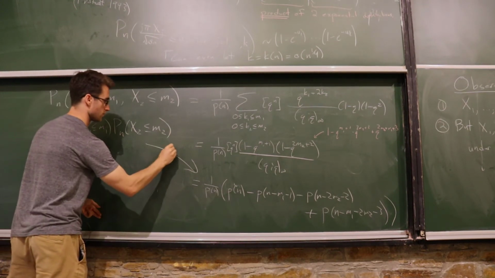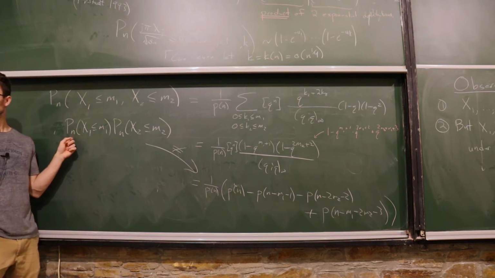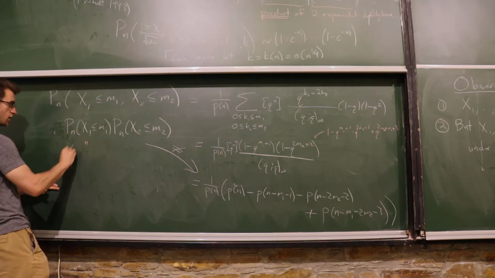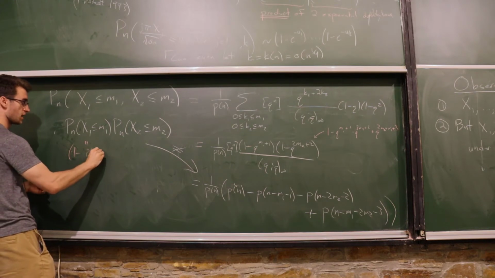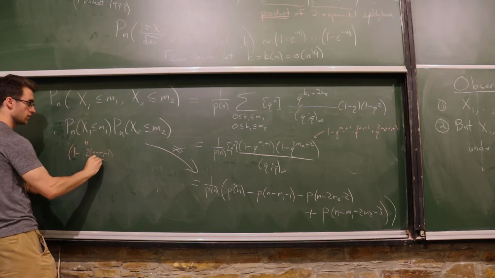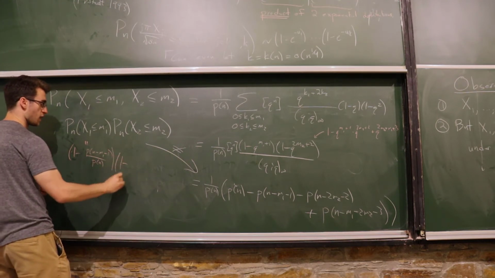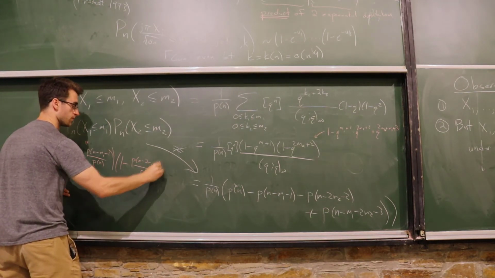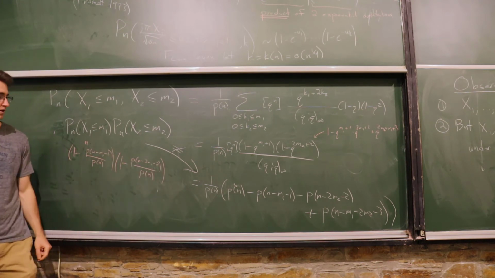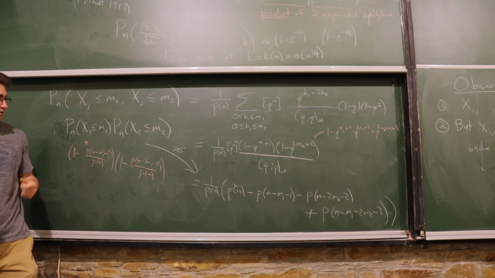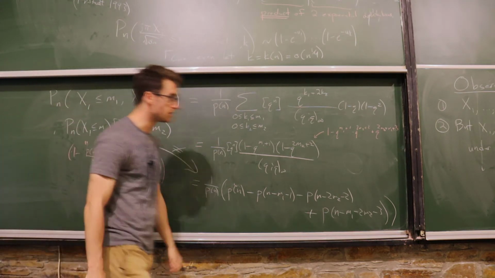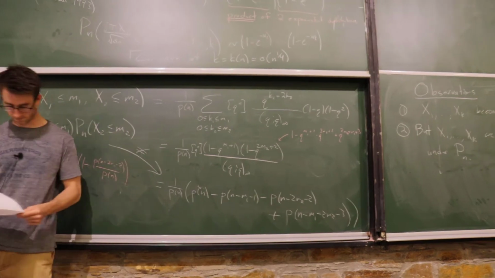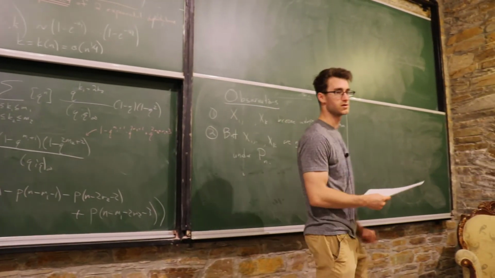If you take this times this, I forget what this was exactly. This was something like 1 minus p of n minus m1 minus 1 over p of n, and this guy was 1 minus p of n minus 2 m2 minus 2 over p of n. That times that is not that, right? So these are not independent under p of n, but they become independent in the limit. And independence is good, as we will see. Any questions up to this point?